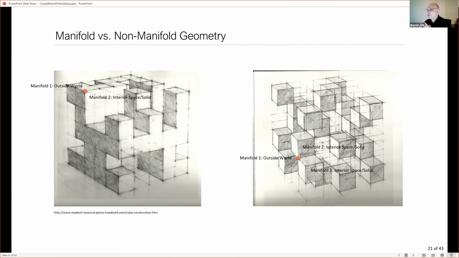Manifold and non-manifold are actually misnomers. There is not manifold and non-manifold. There are two manifolds and not two manifolds, like 3 or 4 or 5 manifolds. So what does that mean? Let's start with two manifolds.